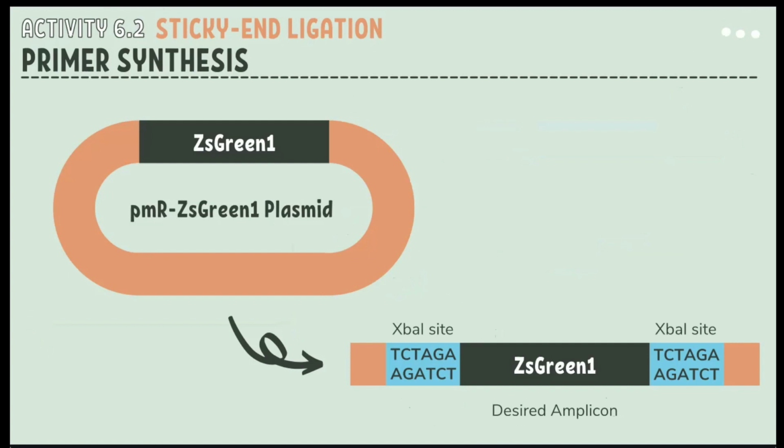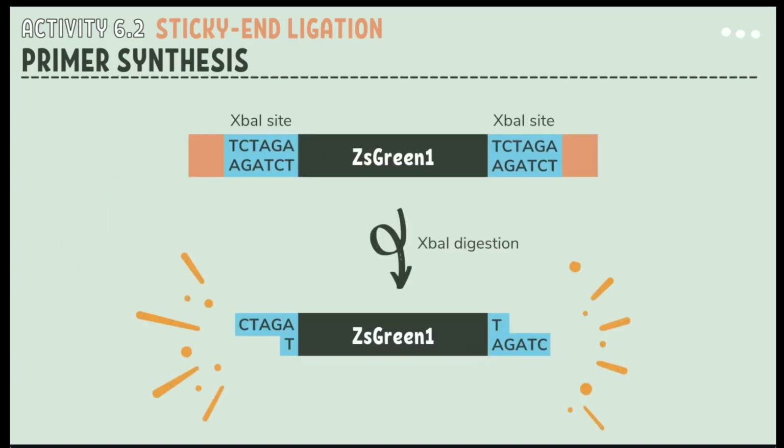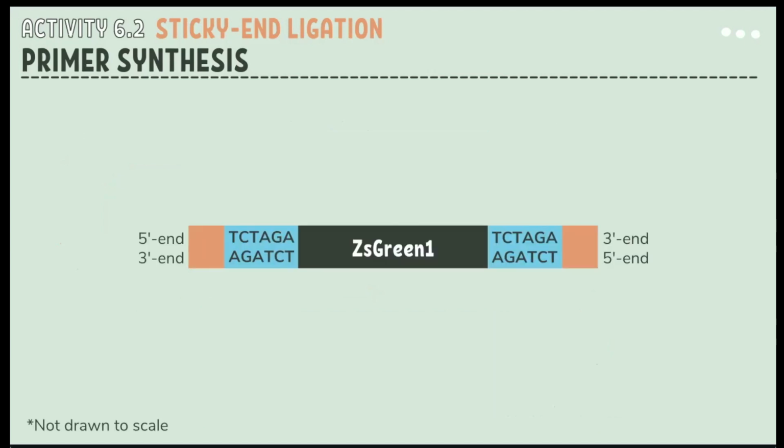So for the amplicon, what we want is that the ZS Green 1 gene, our gene of interest, to be flanked with restriction sites on each side, where for this virtual experiment, we're going to use XBA1 as our sticky end producing restriction enzyme. We also want the restriction sites to be directly beside the gene of interest so that when we perform digestion, we just get this. As you can see, our gene of interest will be flanked with sticky ends if we digest the amplicon.